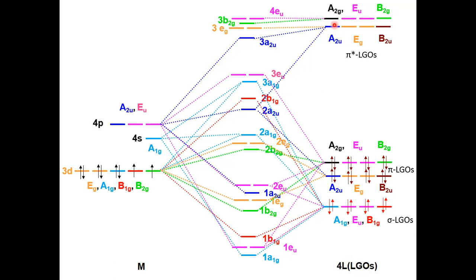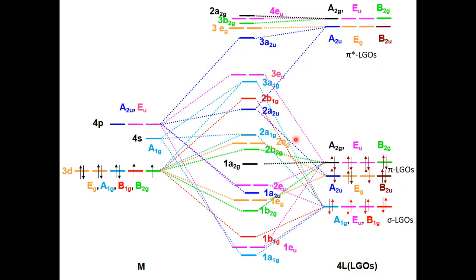Okay, now have you forgotten something? I think we have them all now except this B2U pi LGO, which does not find a partner at all. Yeah, there's no metal orbital with that symmetry type. So this B2U remains non-bonding, and that B2U also remains non-bonding. Okay.